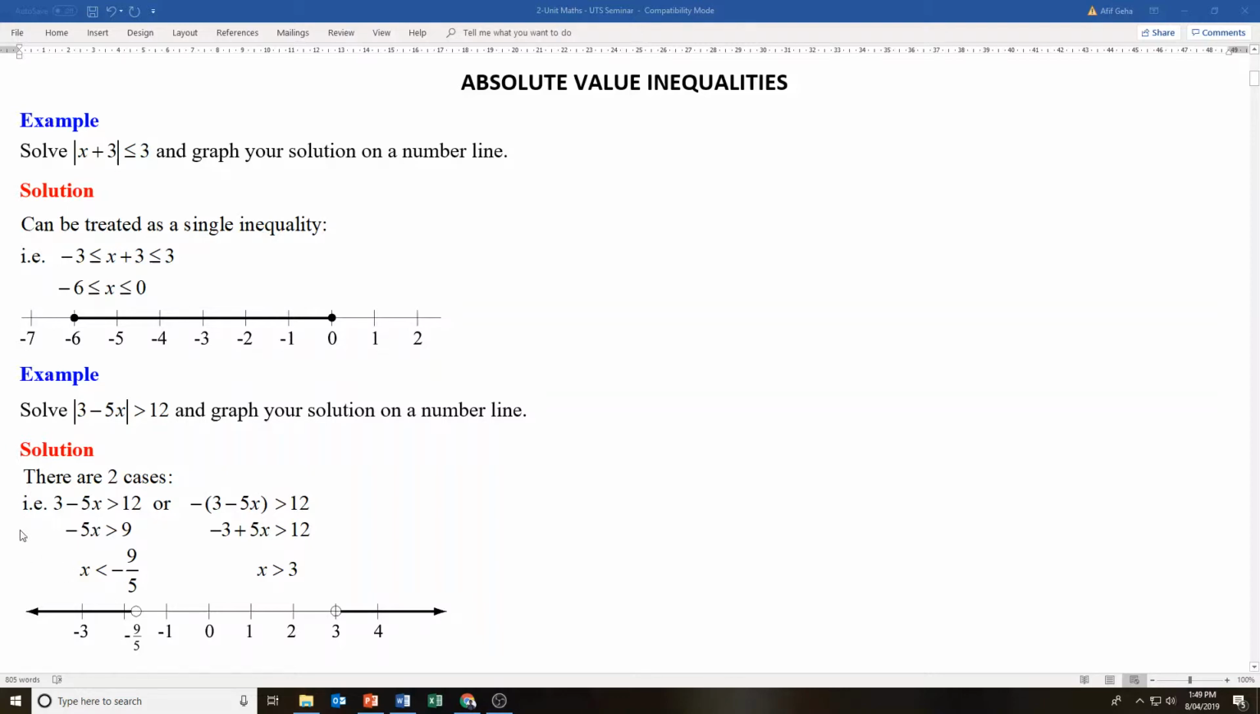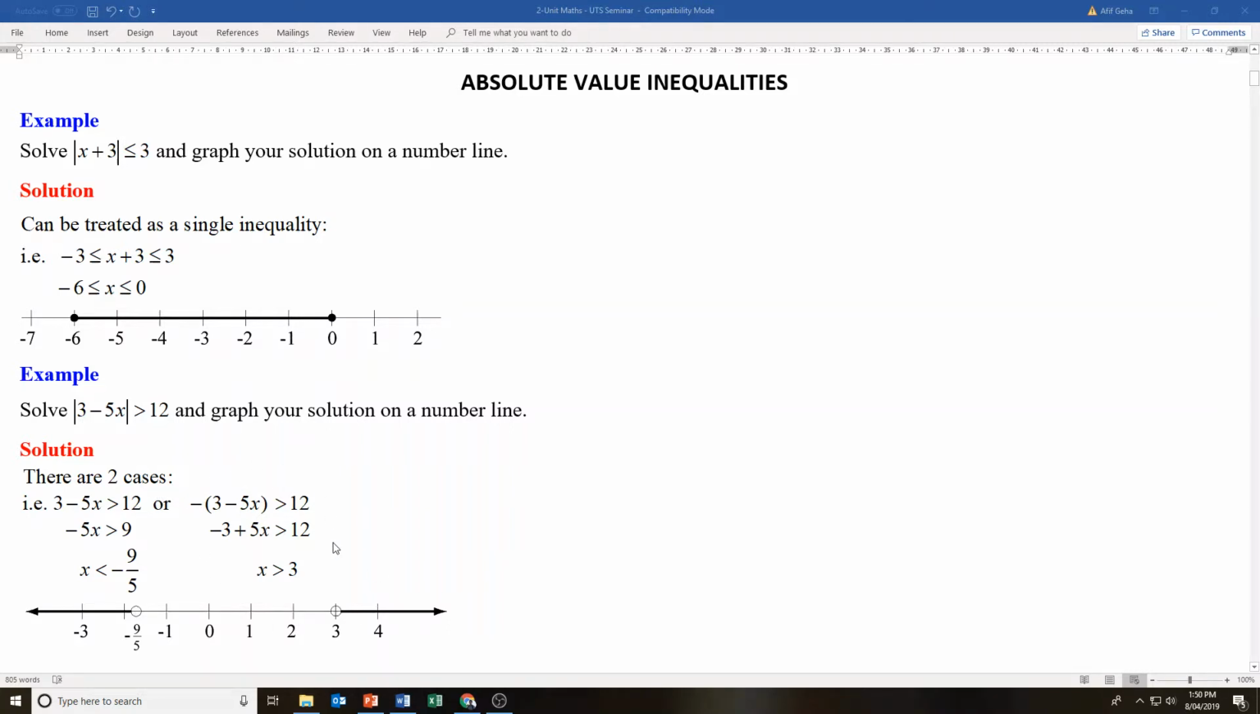The first case, 3 minus 5x is greater than 12, taking 3 to the other side, minus 5x is greater than 9. So dividing now by minus 5, this is an important point. When dividing by a negative, you flip the inequality. So x becomes less than minus 9 on 5.